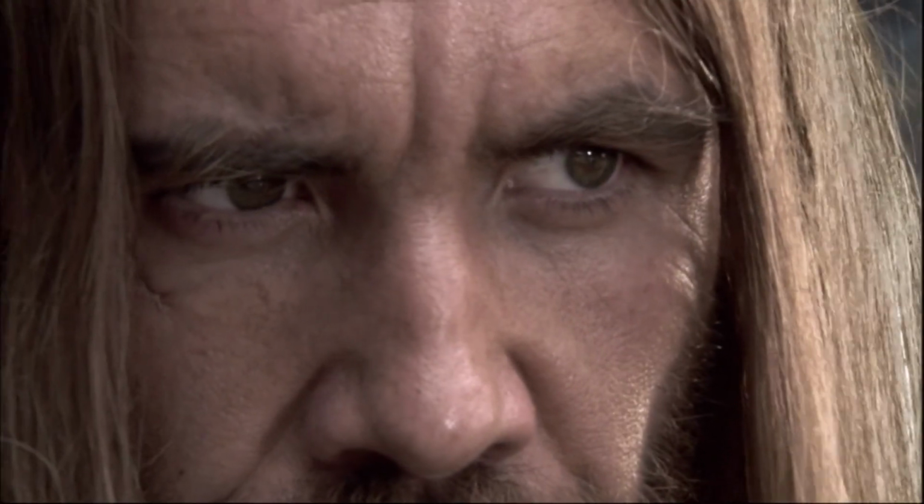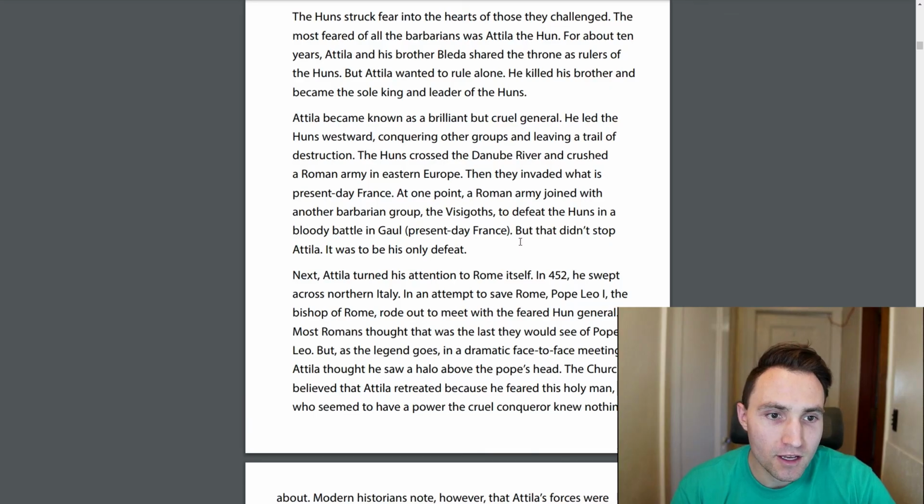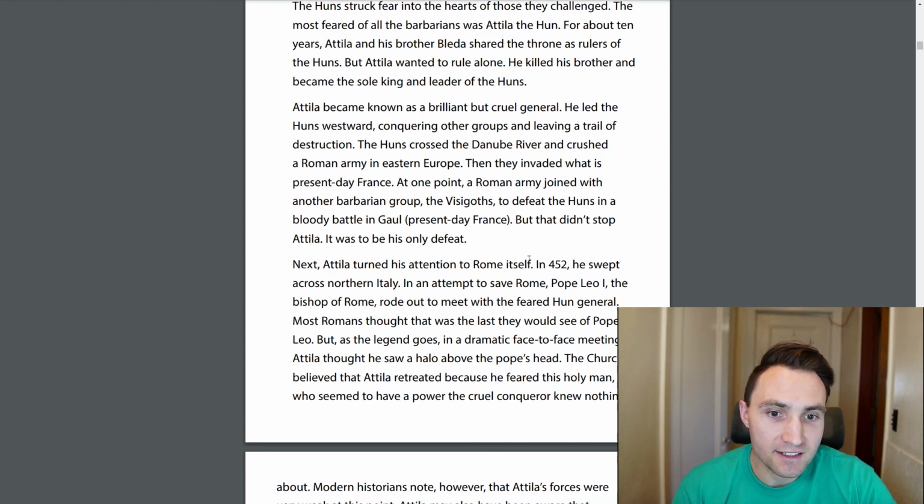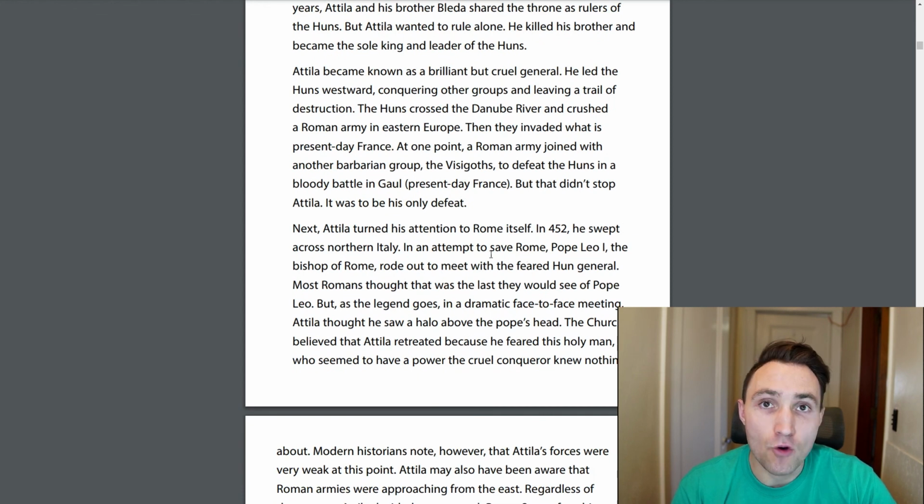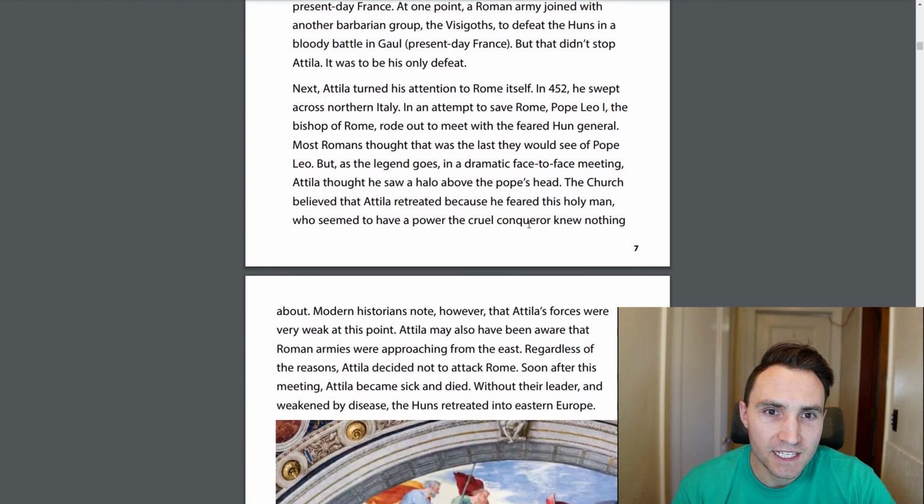At one point, a Roman army joined with another barbarian group, the Visigoths, to defeat the Huns in a bloody battle in Gaul, present-day France. But that didn't stop Attila. It was to be his only defeat. Next, Attila turned his attention to Rome itself. In 452, he swept across northern Italy in an attempt to attack Rome.